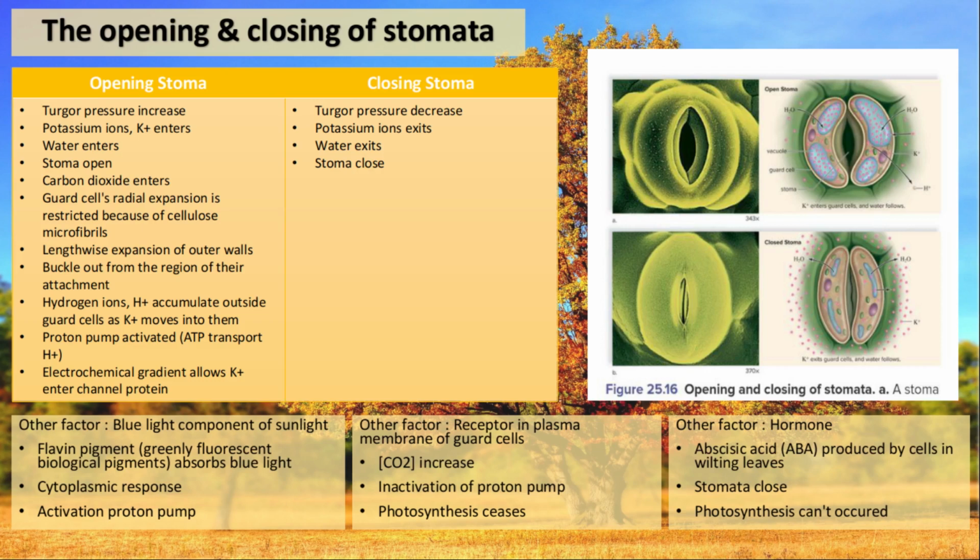Kemudian hydrogen ions ataupun H+ accumulate outside guard cell as K+ move into them. Apabila potassium ions ni memasuki guard cell, hydrogen ions ni akan berkumpul di bahagian luar guard cells ni apabila K+ ni bergerak. So, proton pump will activate.